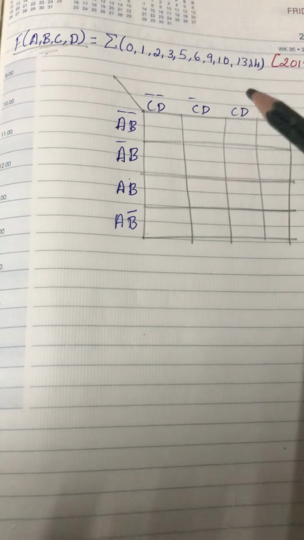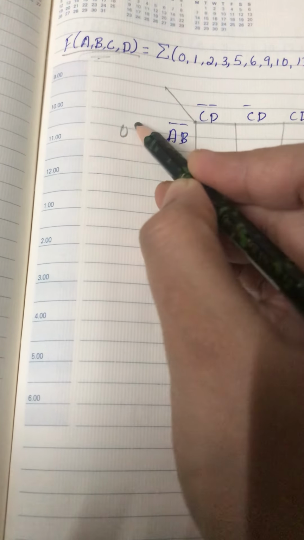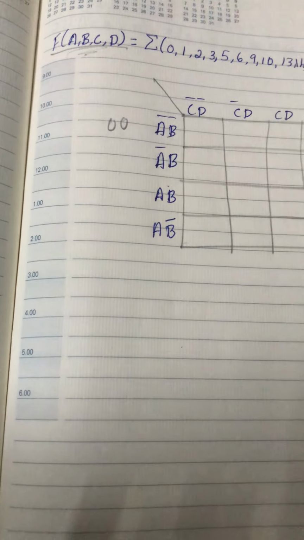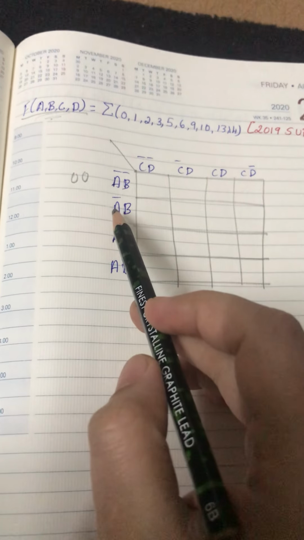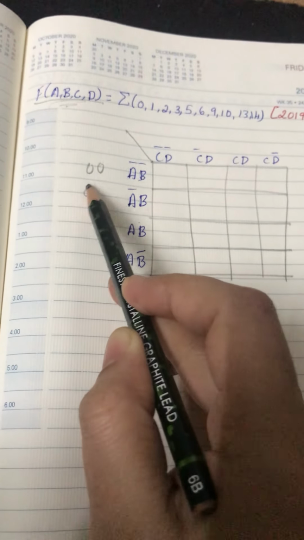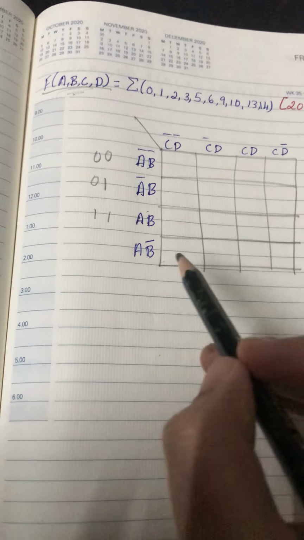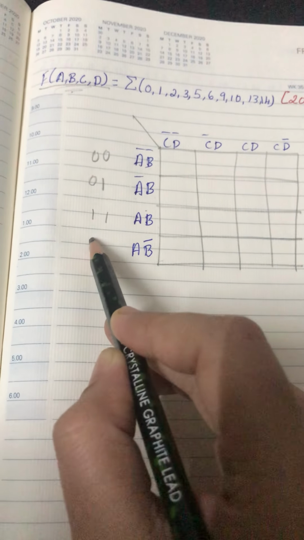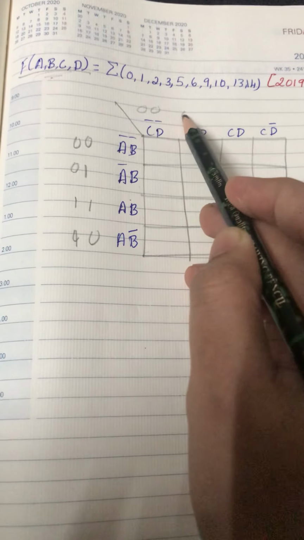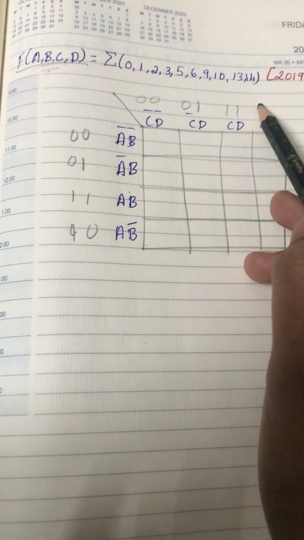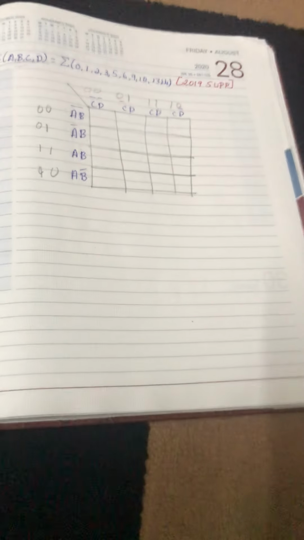While labeling it, the first two will be the bars. So it is 0, 0. Wherever a bar is there, that is 0. Next it is A bar B, that is 0, 1. Next it is AB, that is 1, 1. Next it is A B bar, that is 1, 0. In the same way, in the columns also, 0, 0, 0, 1, 1, 1 and 1, 0. This is the way you are going to label it.